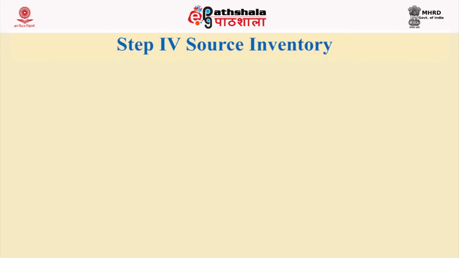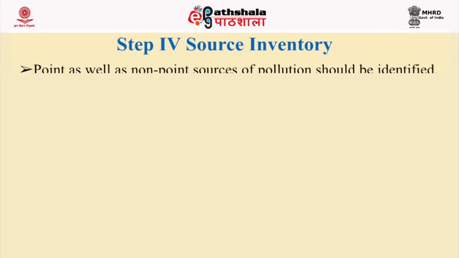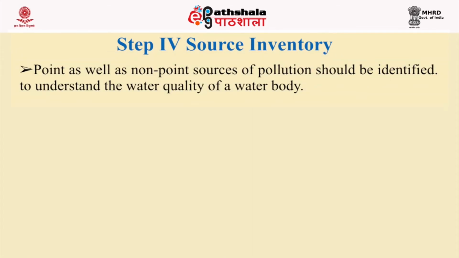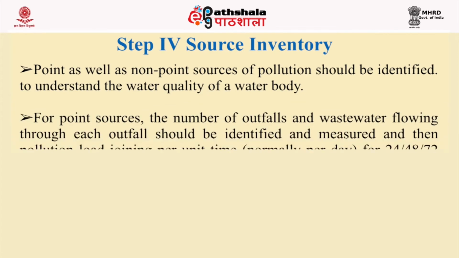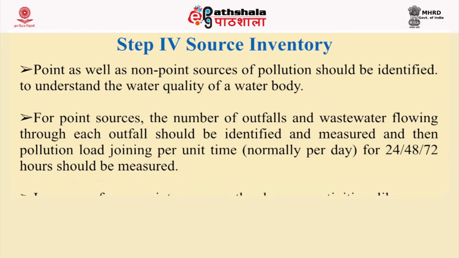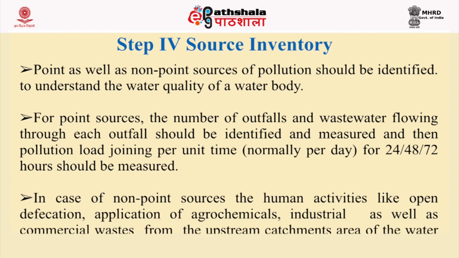Step 4 is source inventory. Point as well as non-point sources of pollution should be identified to understand the water quality of a water body. For point sources, the number of outfalls and wastewater flowing through each outfall should be identified and measured, and then the polluted load joining per unit time for 24 hours or 48 hours or 72 hours should be measured.